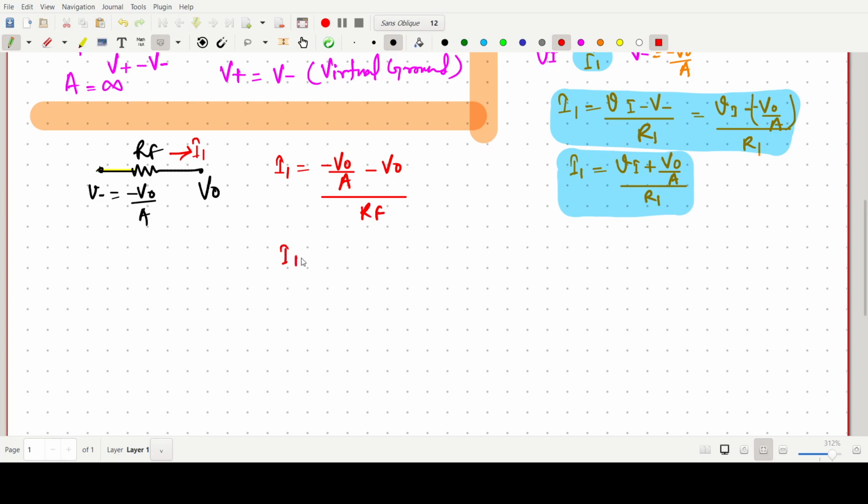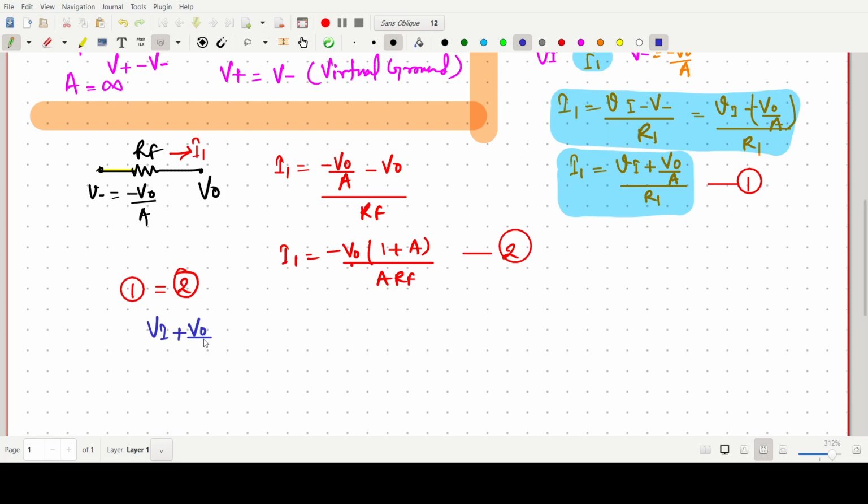So now one more line we can write. If you take minus V naught common, one can also write 1 plus A over A times Rf. If you solve this one, minus V naught times 1 plus A by A times Rf. So this one is another equation. I am saying this one is equation number 1, equation number 2, and both are same. So 1 equals 2. If you solve this one, it will give the expression between Vi and V naught as a function of A. So the function will be Vi plus V naught by A over R1 equals minus V naught times 1 plus A by A times Rf.